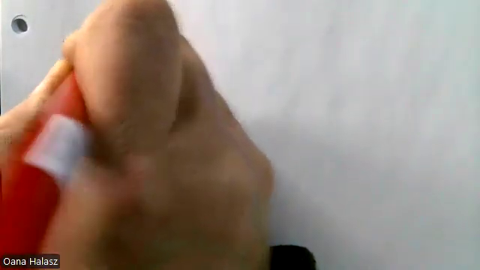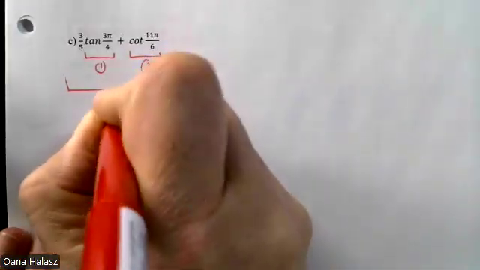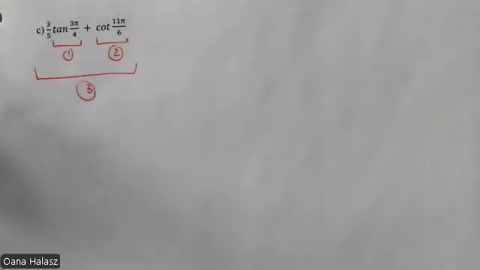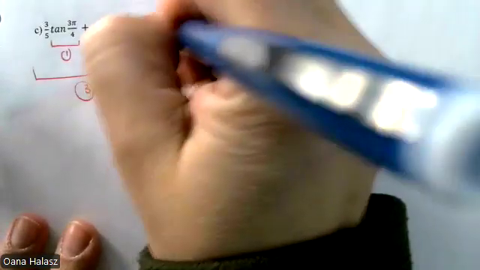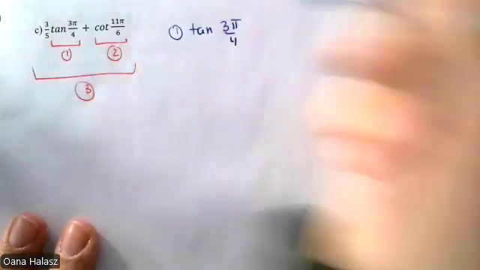We have 3/5 tangent of 3 pi over 4 plus cotangent of 11 pi over 6. So we'll do that one first, we'll do this one second, and then at the end, we're going to put them all together. So tangent of 3 pi over 4.